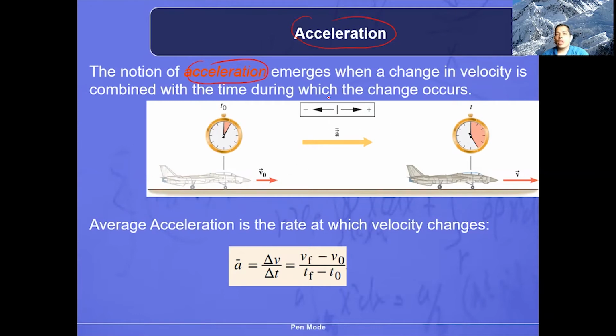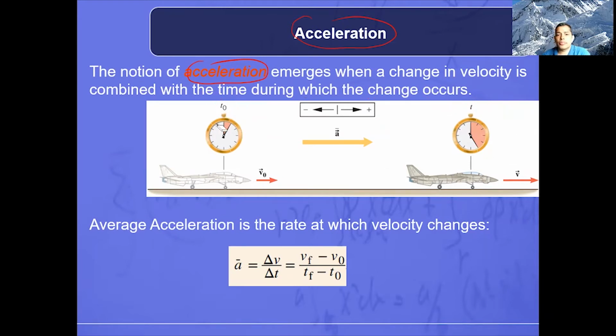Again, let me define the direction first. The left side is minus, the right side is plus. At time t0, this is 5 seconds. You start with 5 seconds. This is your t0. Then you end at 25 seconds. What is the total time here? Total time is 25 minus 5 equals 20 seconds. So during this 20-second time interval, what is happening here?